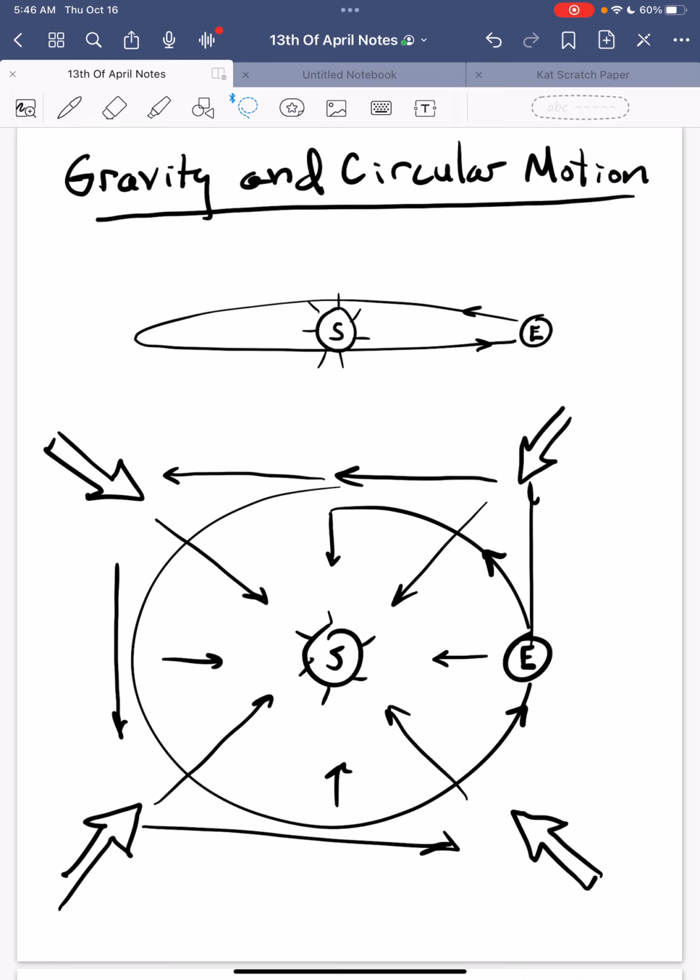Okay, hopefully this was helpful. I told you how gravity is involved with circular motion, how it's related to the velocity and distance relationship, how it's related to Kepler's third law.